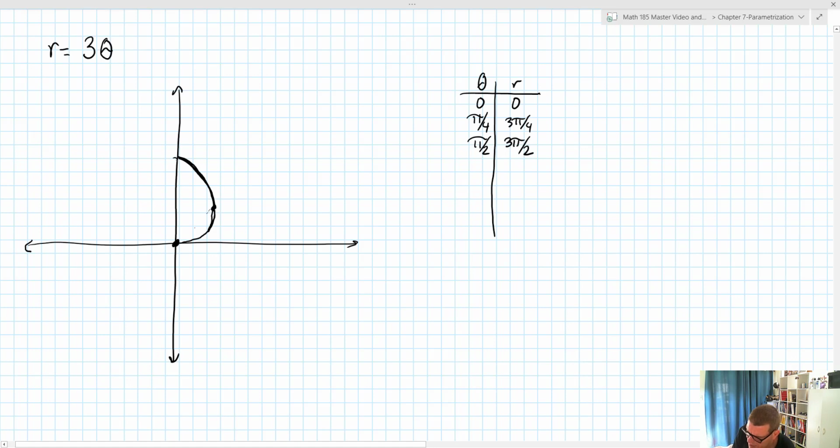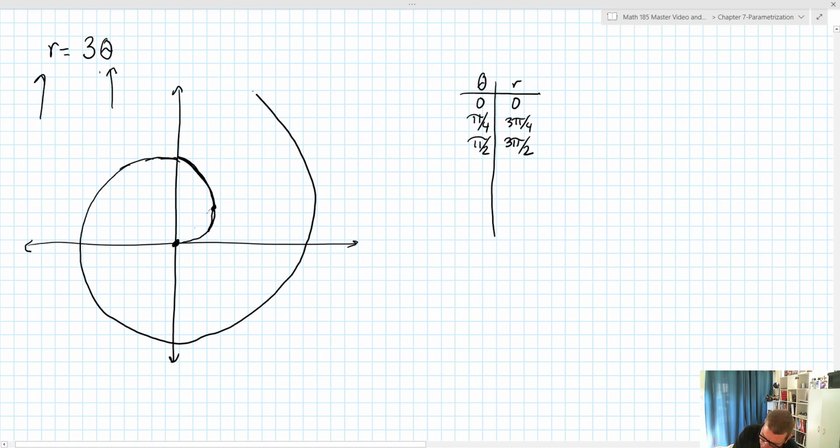So as theta goes up, so does r. R increases as well, so we get further away as theta goes up. What happens is we get something that looks like this. We're spiraling outward away from the origin, and that's what a spiral looks like. We're connecting r and theta in a very linear fashion. As theta goes up linearly, r goes up linearly as well. So this function, r equals k theta, is a spiral.